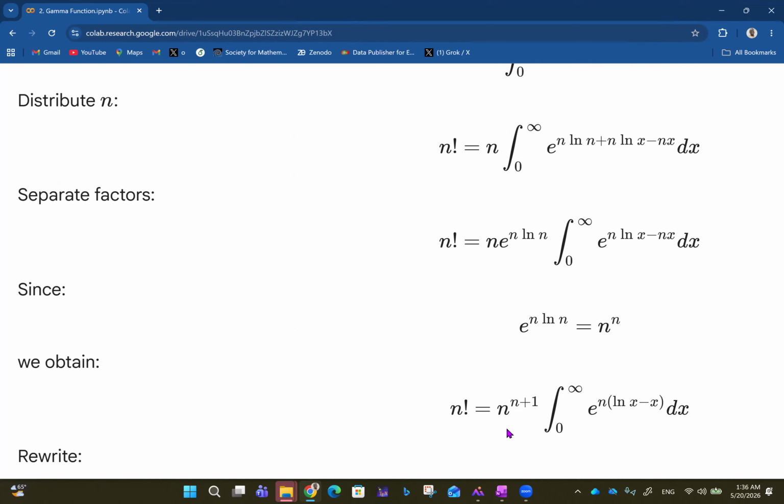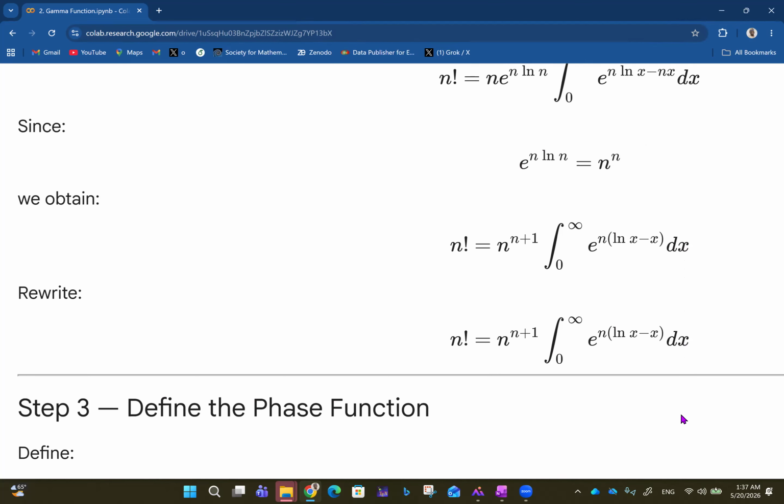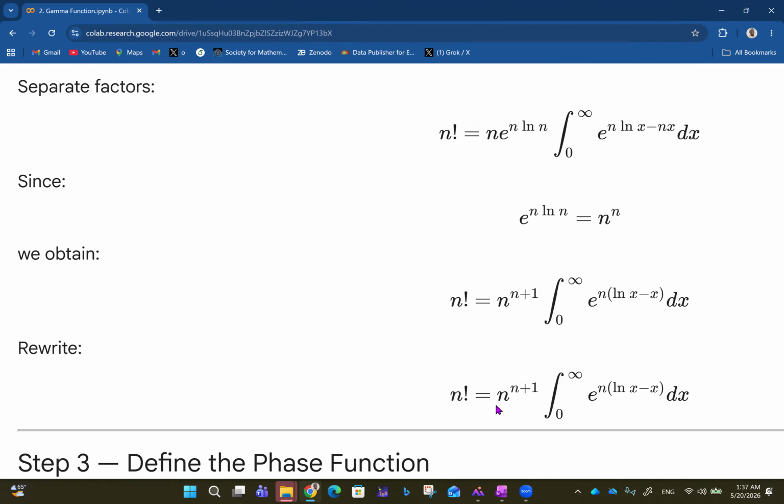So we obtain that n factorial is n raised to the power n plus 1, because n times n raised to the power n is simply n raised to the power n plus 1, times the integral from 0 to infinity of e raised to the power n ln x minus x dx. You are factorizing n here.